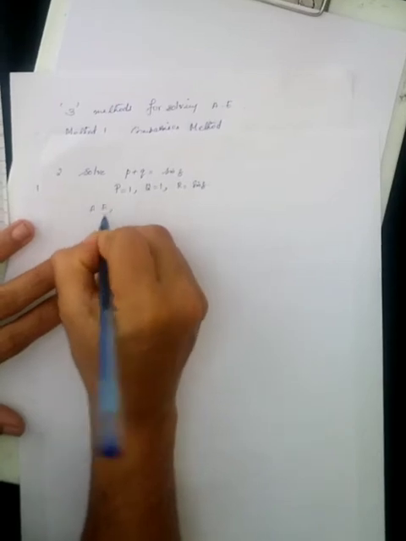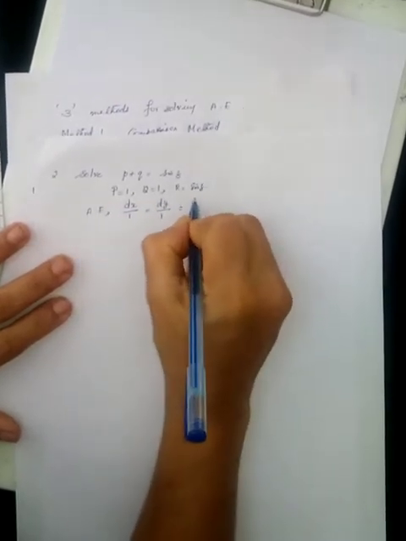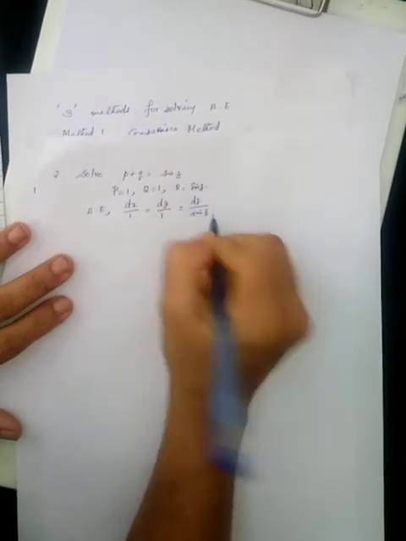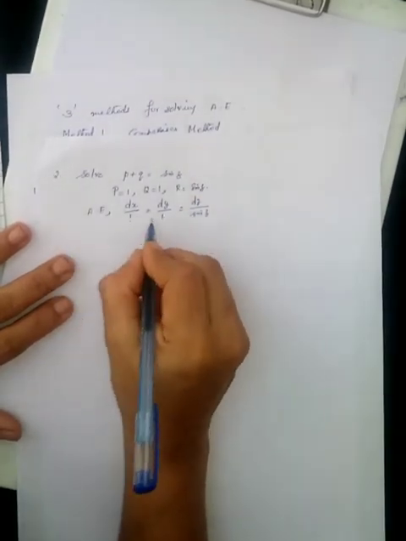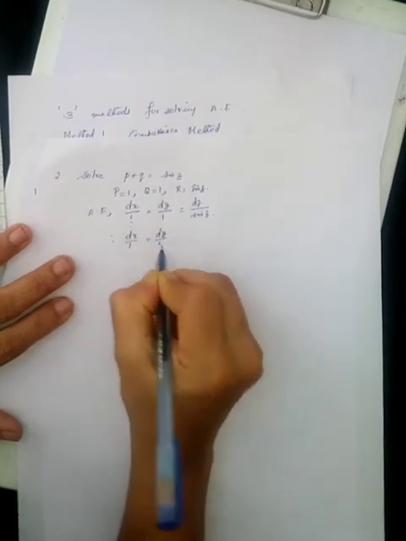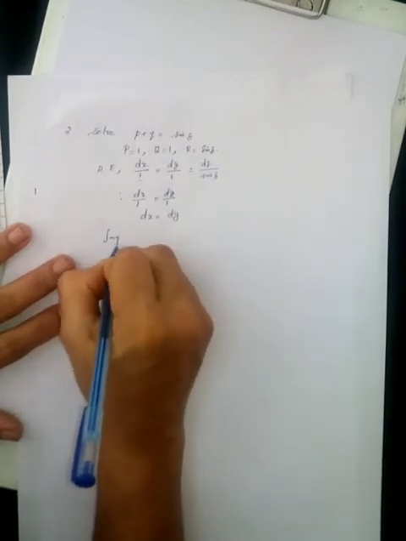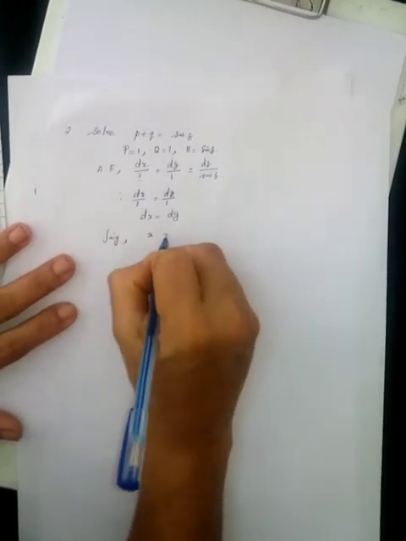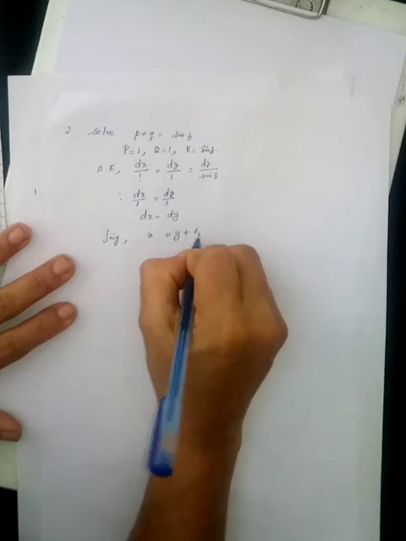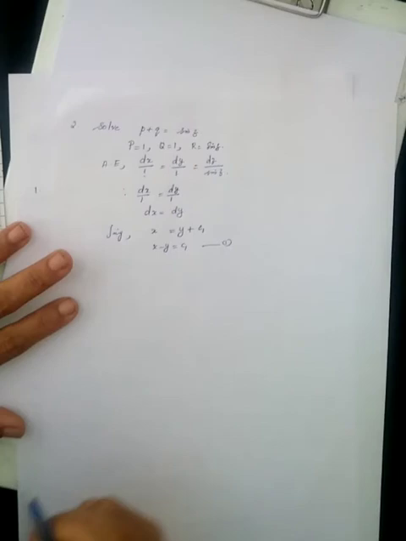Therefore, the auxiliary equation is dx by 1 equal to dy by 1 equal to dz by sine z. Now comparing first and second, that is dx by 1 equal to dy by 1, that is simply dx equal to dy. Integrating as usual, we will get x equal to y plus a constant of integration, that is x minus y equal to c1. So this is the first part of the solution.